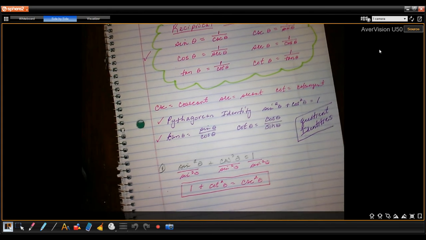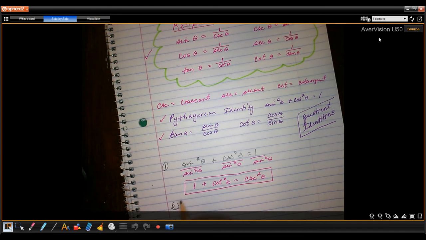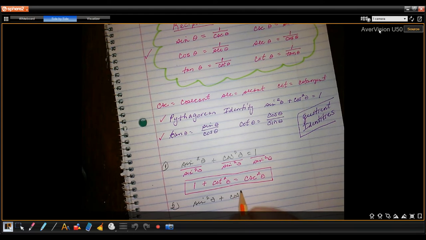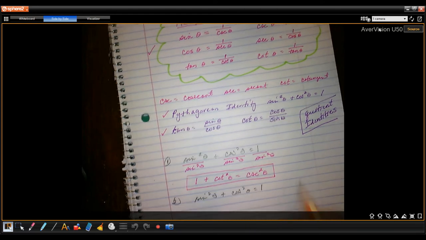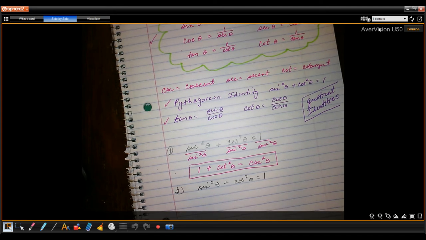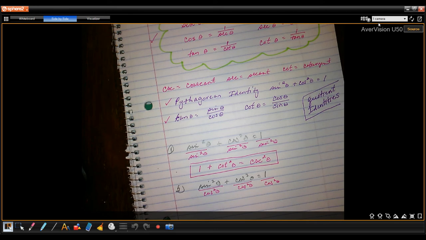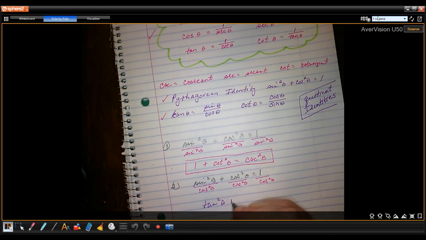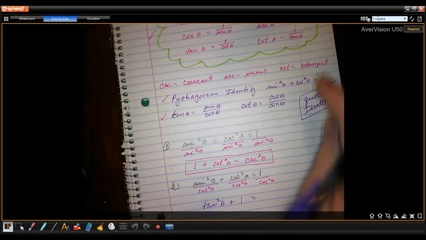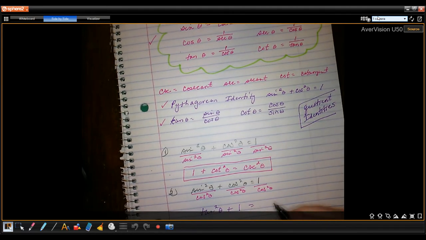Pretty cool. Okay, we can do one more. Use the same basis, sine squared theta plus cosine squared theta equals 1. But now let's divide by cosine squared theta. Here again, we're keeping the equation balanced because we do it to everything. So what do we get? Sine squared over cosine squared, we know, is tangent squared. So tangent squared plus 1 equals 1 over cosine squared, which is secant squared.